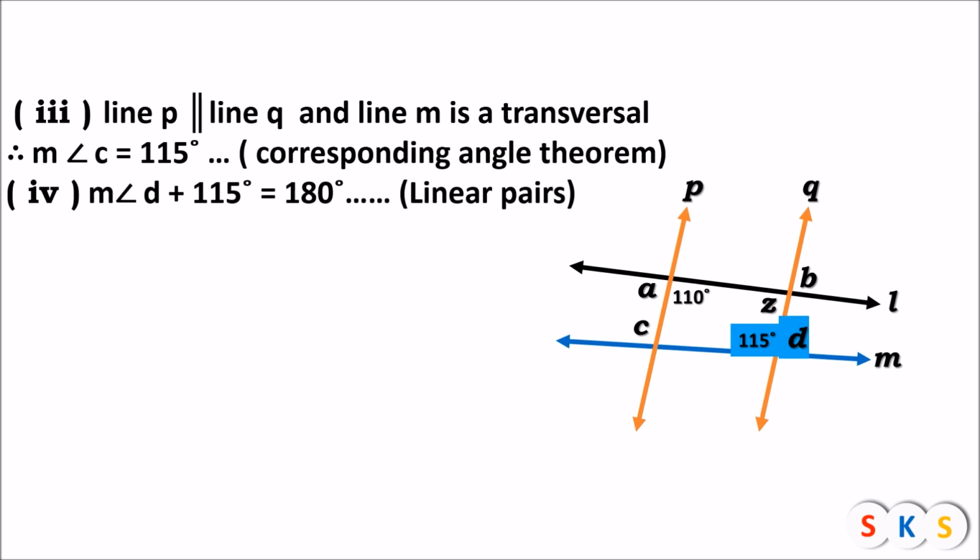Now we will simplify this further. We will shift 115 to the other side of the equal sign. We will get measure angle D equals 180 minus 115. Simplify. Therefore, measure angle D equals 65 degrees.